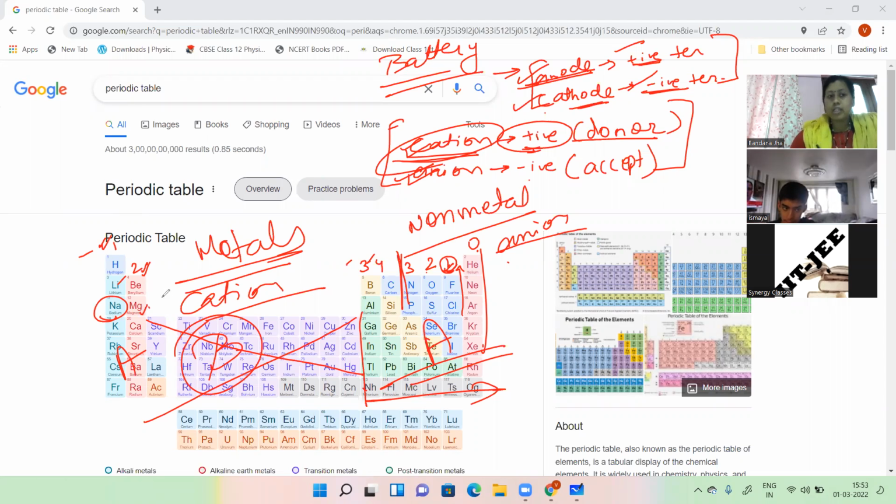Two. So magnesium will react with oxygen. That's why you might have seen MgO, because oxygen needs how many electrons? Two.